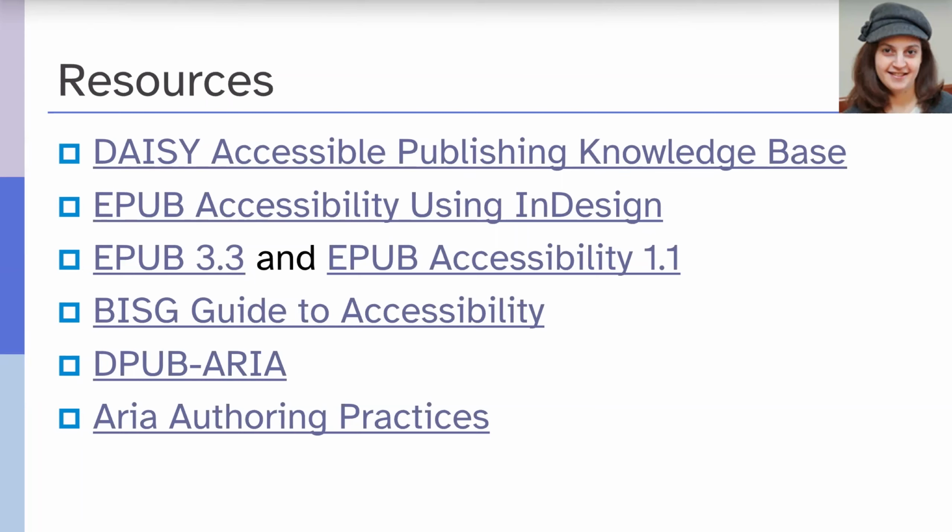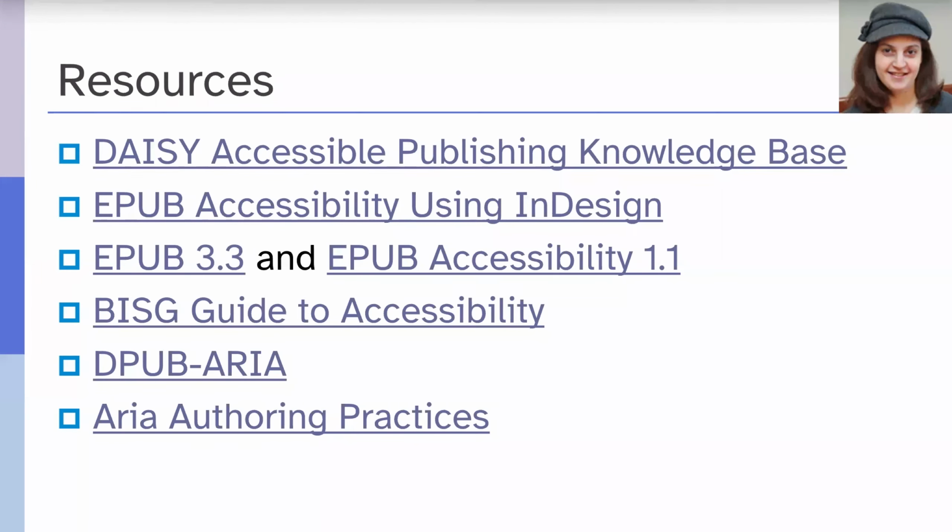And EPUB Accessibility 1.1 is an update to EPUB Accessibility 1.0. There's some update to the metadata section and some information about how to be compatible with WCAG in your EPUB files. And if you conform with that, then really you'll be conforming with everything we've spoken about today. BISG, the Book Industry Study Group, which is an organization that caters primarily to publishers in the United States, but the information is valuable everywhere, has a guide to accessibility.